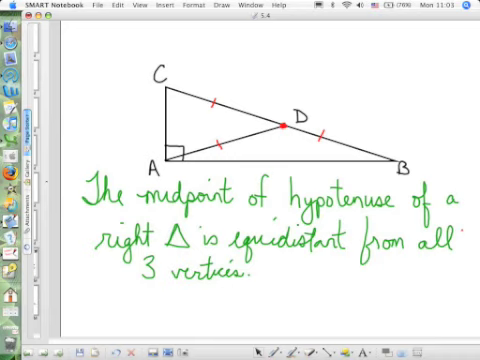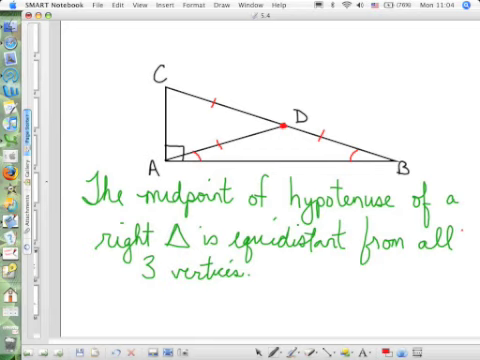So the median of a right triangle drawn to the hypotenuse cuts the hypotenuse in half, and it's equal to each one of those halves. Now I want you to take a look at the two triangles that have been created. Look at triangle ABD. What kind of triangle is that? It's an isosceles triangle, which means that angle DAB is congruent to angle DBA.